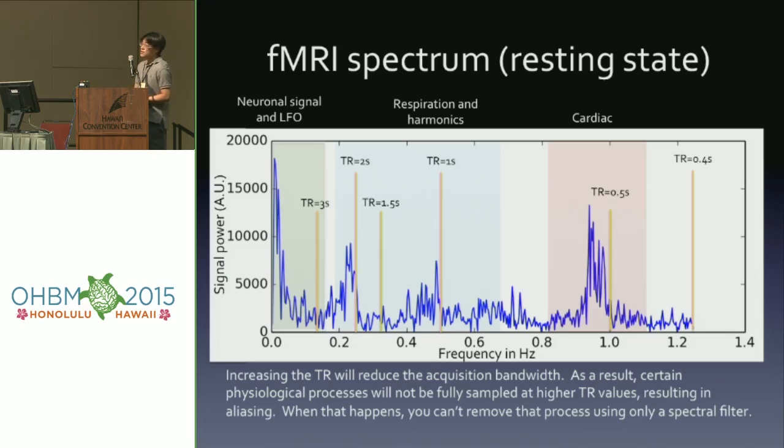By not fully sampling these physiological noises, it doesn't mean these noises go away. It means all this energy is actually being aliased into your low-frequency band. So when you have TR equal to 3 seconds or beyond, there's no way you can use spectral filtering to remove all these high-frequency noises. So you have to rely on modeling. I think some later talks will talk about that.